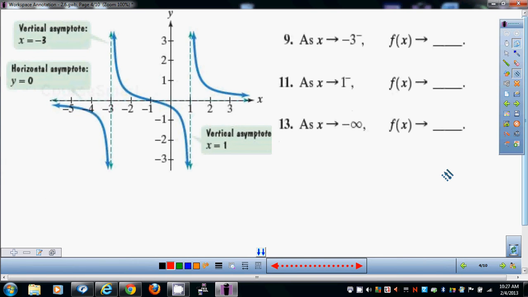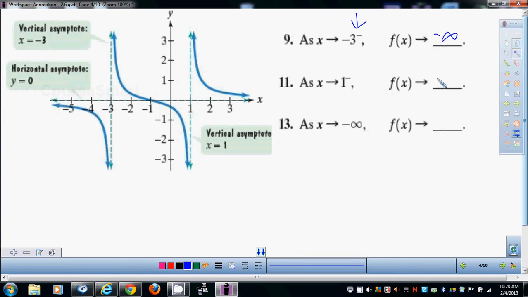These say, as x approaches, here's how you read this, -3 from the left-hand side. So where's -3? Here it is. From the left, as we get closer and closer to -3, does our graph shoot down or up? Down. From the left-hand side, this right here indicates the left-hand side. Our graph shoots down towards -infinity. This says, as x goes towards -3 from the left, our y value goes towards -infinity.